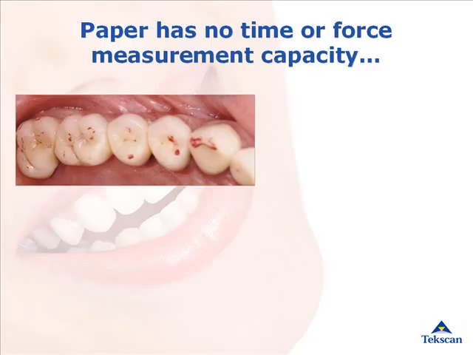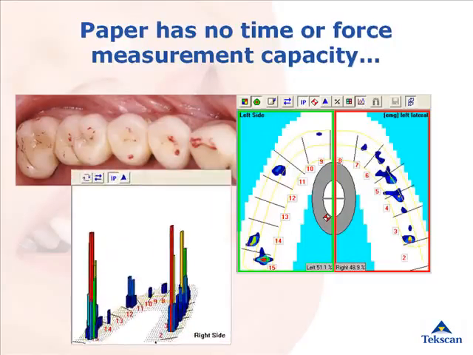Articulating paper marks show contact location only. You need the T-Scan to see the timing and force of occlusal contacts. Both the 2D and 3D software images of this case show you the small scratchy mark has the highest force, and the larger marks have lower force.